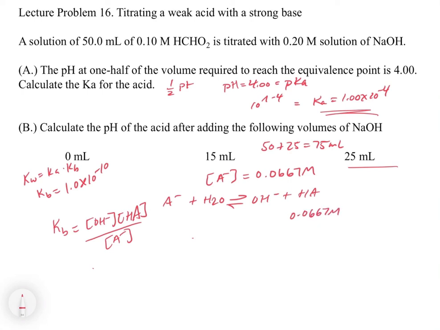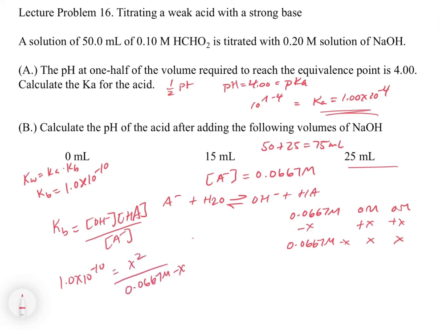And now it just becomes an ICE table. Our concentration is 0.0667 molar. We start with 0 molar and 0 molar for the OH minus and the HA. We do minus X, and plus X. So we get 0.0667 molar minus X, and X. Now we can plug this in. So we get 1.0 times 10 to the minus 10 is equal to X squared over 0.0667 molar minus X.